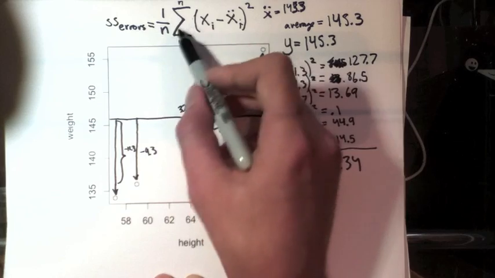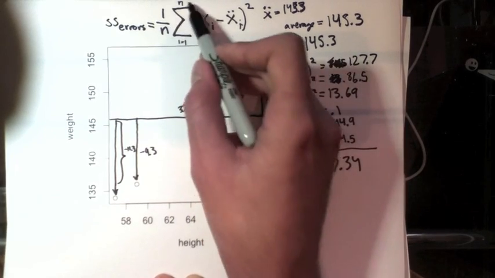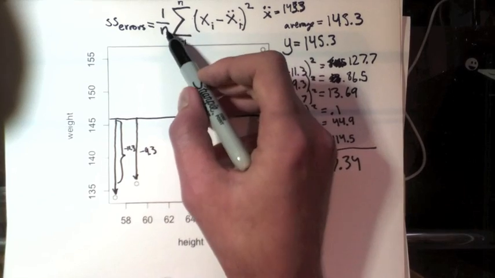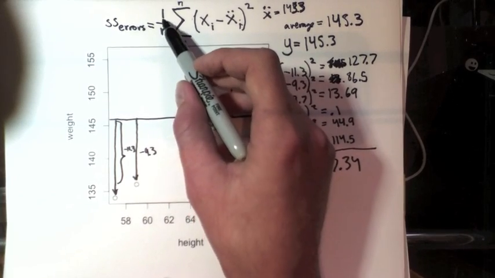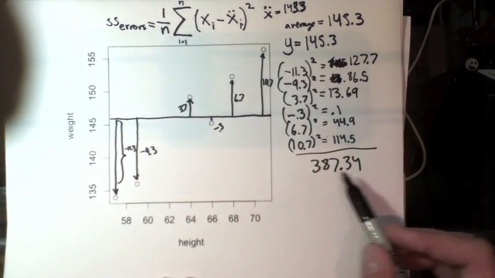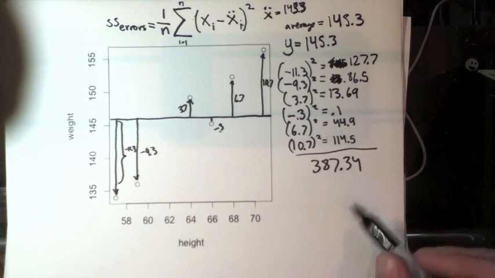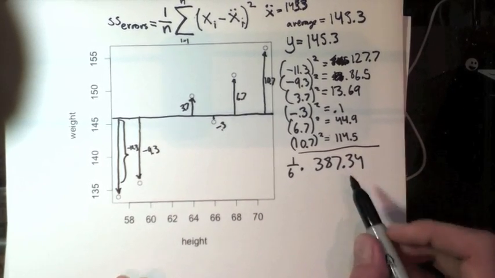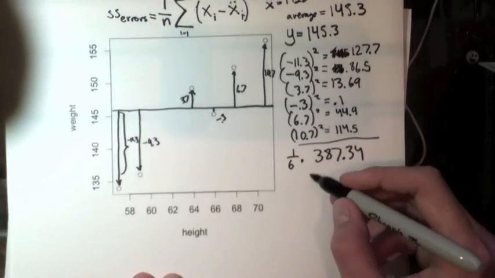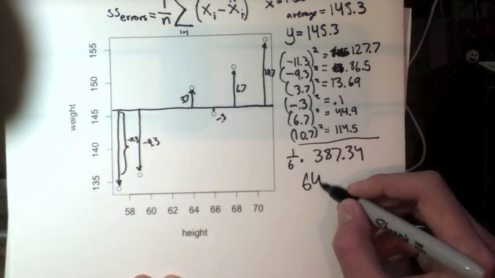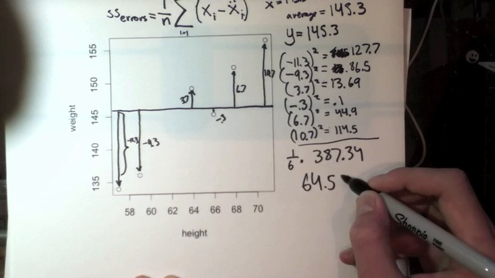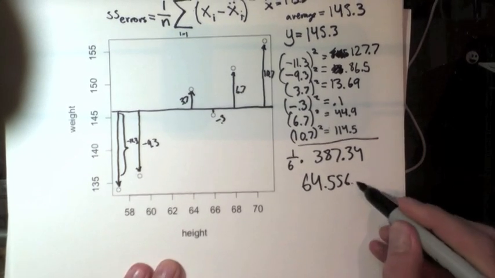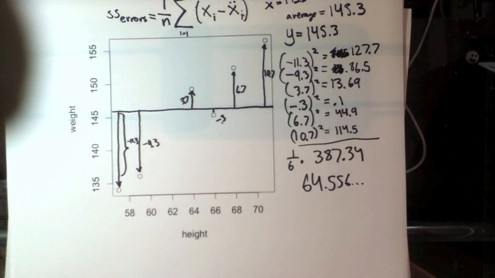So now we've done this whole part of the equation, including the big sigma. So now we just have to multiply that by 1 over n, which is 1/6. So multiplying this number by 1/6, I'll just write that. 1/6 times 387.4. And the answer to that is 64.556, and so on. So that was our answer to the mean.